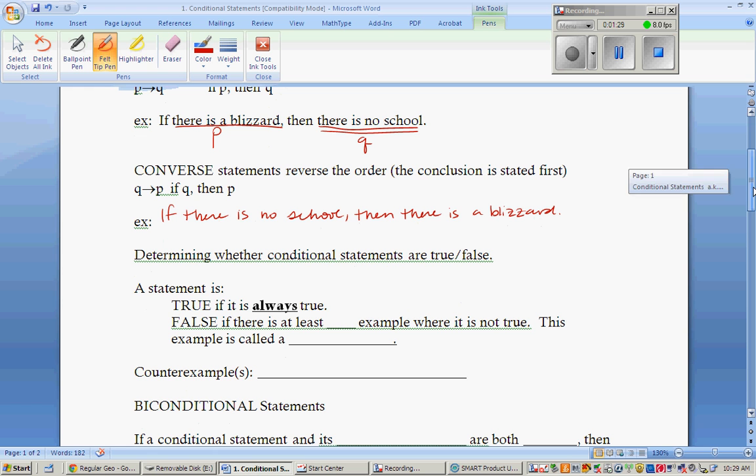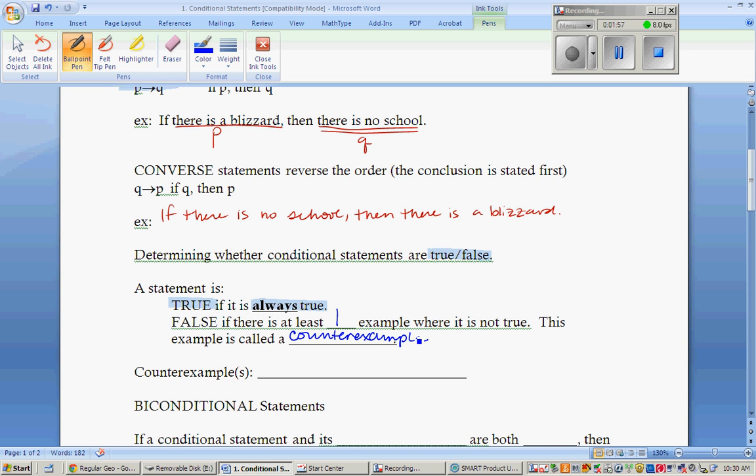So, how do we tell if a statement is true or false? Well, a statement is true if it's always true. If there is one time that something isn't true, then it is false. So it's false if we have at least one example where it's not true. And this example, as you know, is called a counterexample.